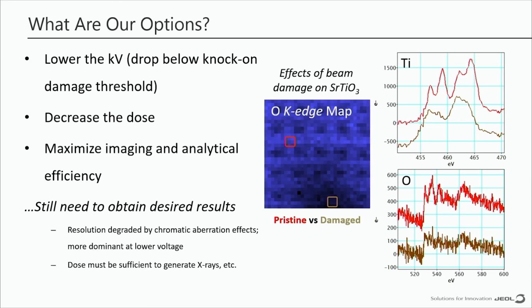So what are our options? Well, we can lower the kV and drop below the knock-on threshold for most materials. For simple carbon, for example, that's 77 kV. We can decrease the dose, or we can maximize the imaging and analytical efficiency through advanced detectors, advanced systems, but we still need to obtain the desired results that we want to get. So our resolution is going to be degraded by chromatic aberration effects that are more dominant at lower voltage. So if we drop the kV, we're going to worry about that. And our dose must be sufficient enough to generate the signals that we want.